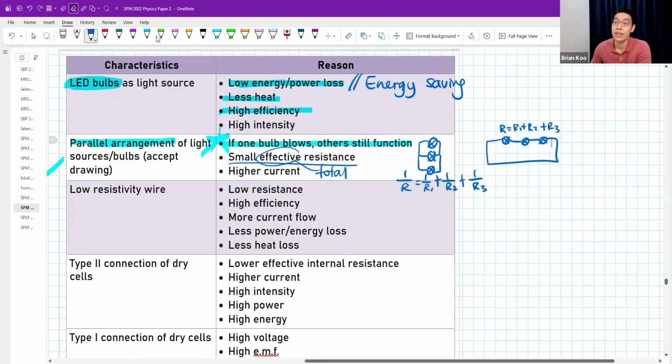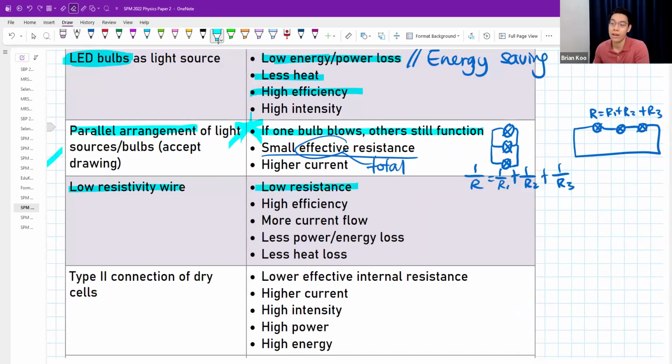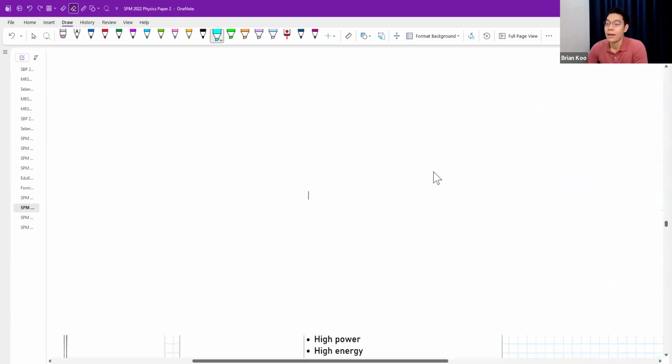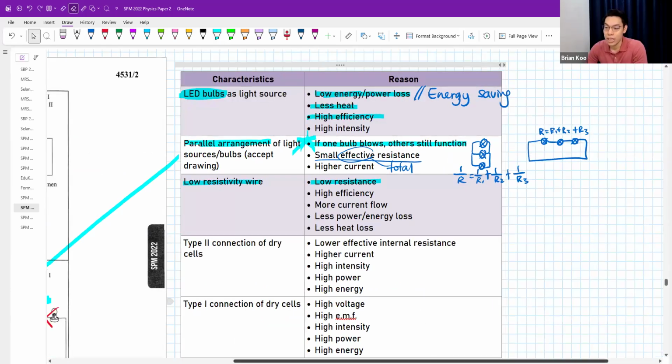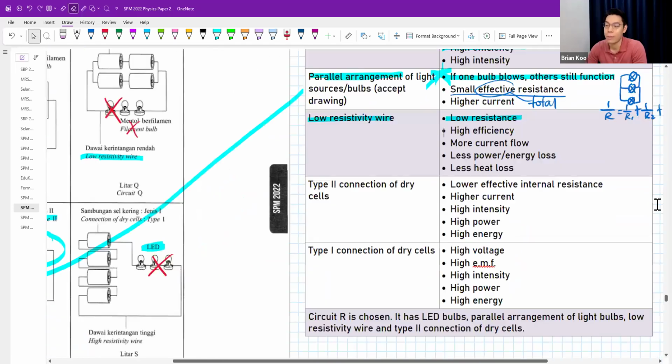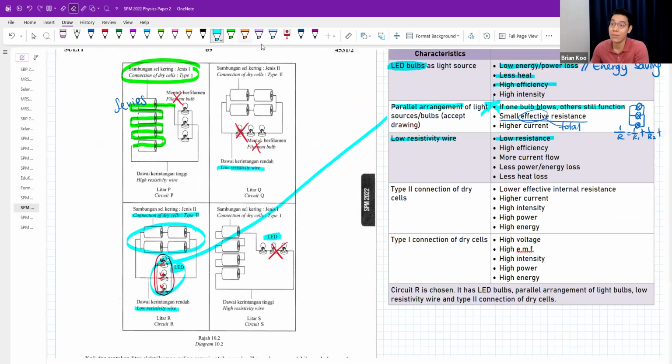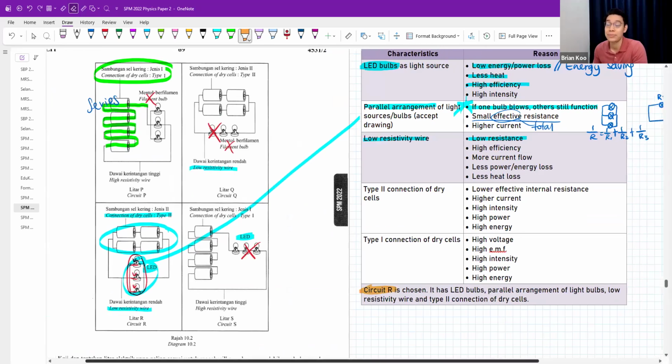I want a low resistivity wire because of low resistance. Okay, more current can flow, less energy loss, less heat loss. Just now I said type 2 connection is what we want, but the mark scheme will also accept if you write type 1. However, you need to be smart, because in the end you have to choose circuit R. Circuit R is the best.